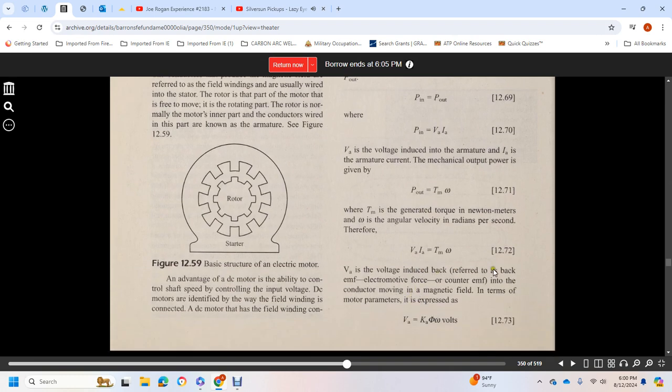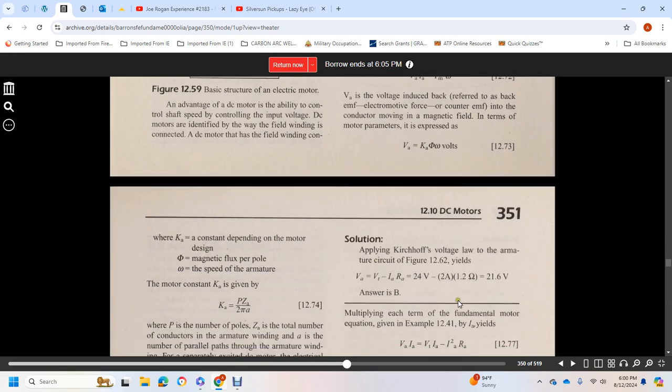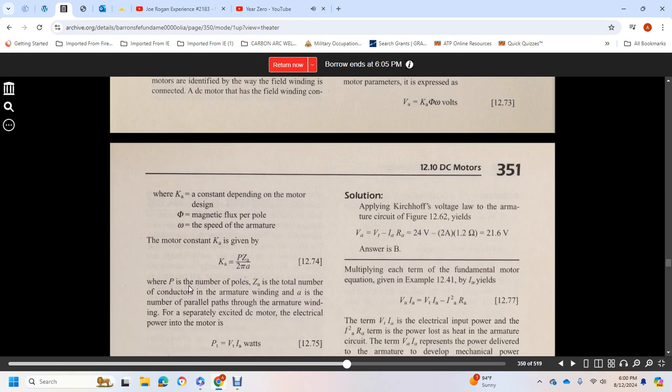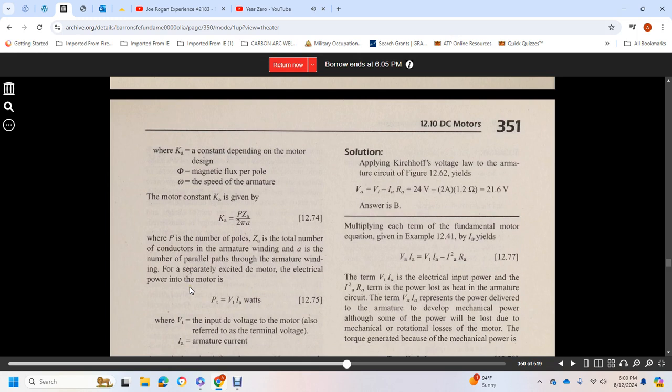The induced voltage is referred to as the back EMF, or counter EMF, due to the conductor moving in the magnetic field. In terms of motor parameters it is expressed as K times the magnetic flux per pole times the speed of the armature, in volts, where K is dependent on the motor design. The motor constant K is given with P the number of poles, Z the total number of conductors in the armature winding, and A the number of parallel armature windings for a separately excited DC motor.